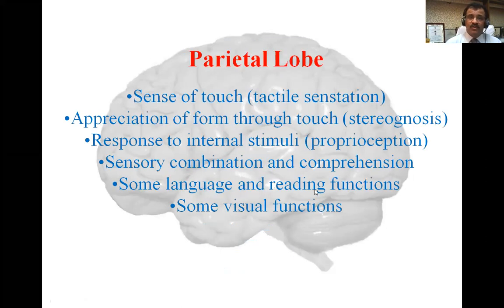If you go to the parietal lobe, it is mainly for the sense of touch, that is tactile sensation. Then appreciation of form through touch, stereognosis: what kind of touch is felt by you is decided by the parietal lobe. Response to internal stimuli, that is proprioception, and sensory combination and comprehension. Some language and reading functions and some visual functions are also related to the parietal lobe.